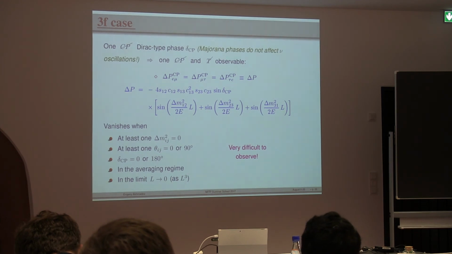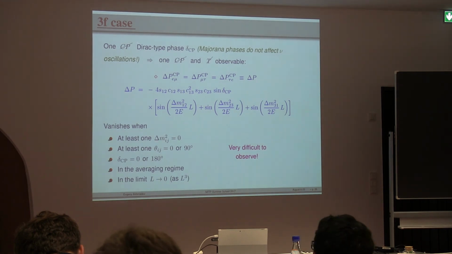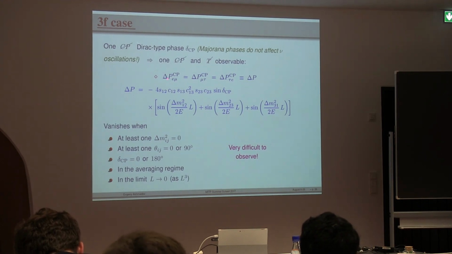Okay. So just to finish this situation, in the standard three flavor case, it's very easy to calculate these CP odd and T odd oscillation probabilities, and they are given by this expression. First of all, if we change the flavor indices cyclically, P e mu, P mu tau, P tau e, they are all equal to each other. There's only one CP violating phase, and there's only one CP odd probability difference. And this delta P is given by this expression.